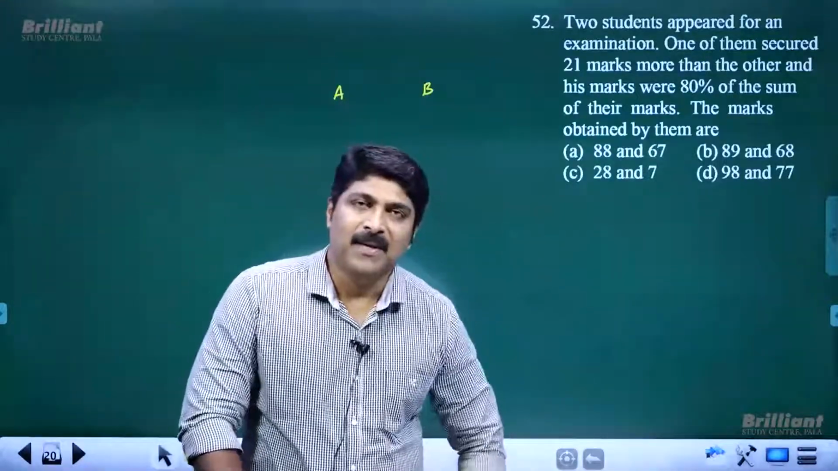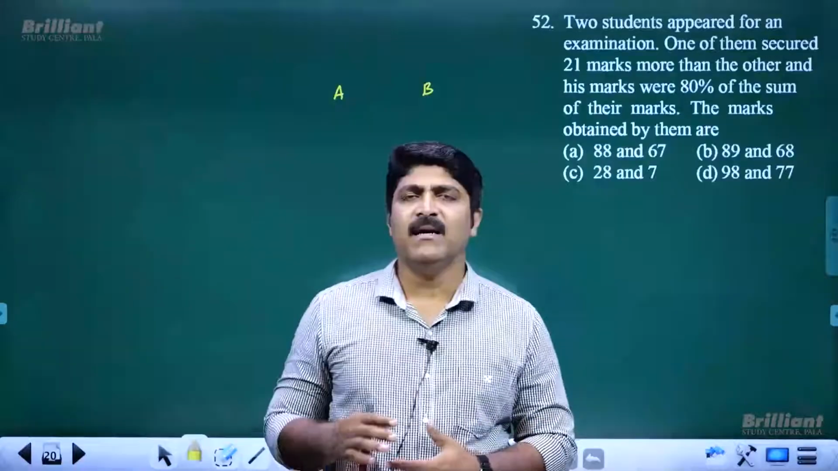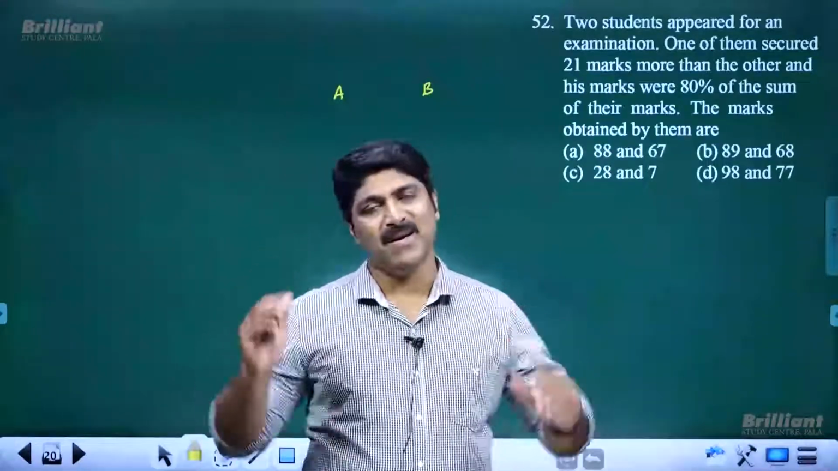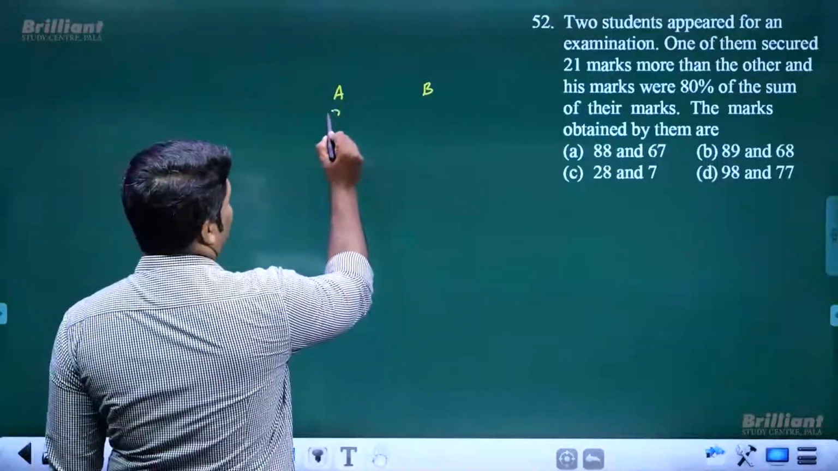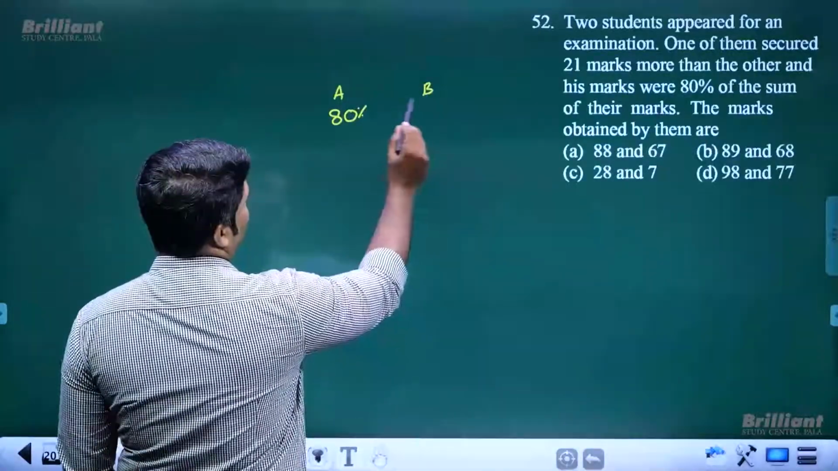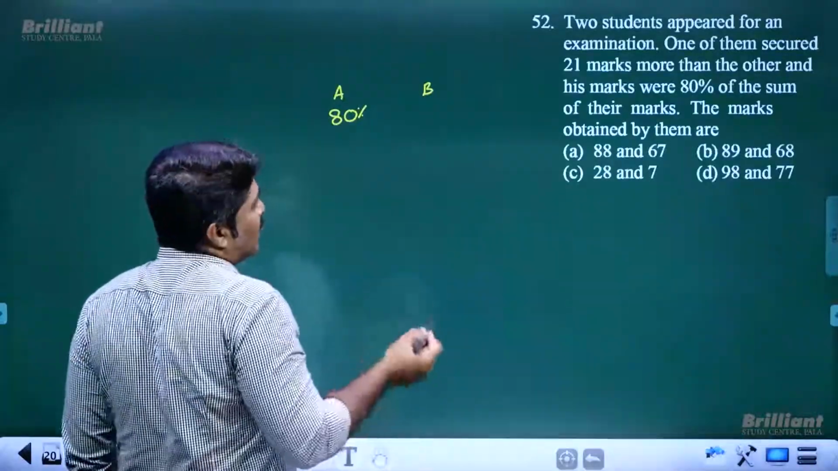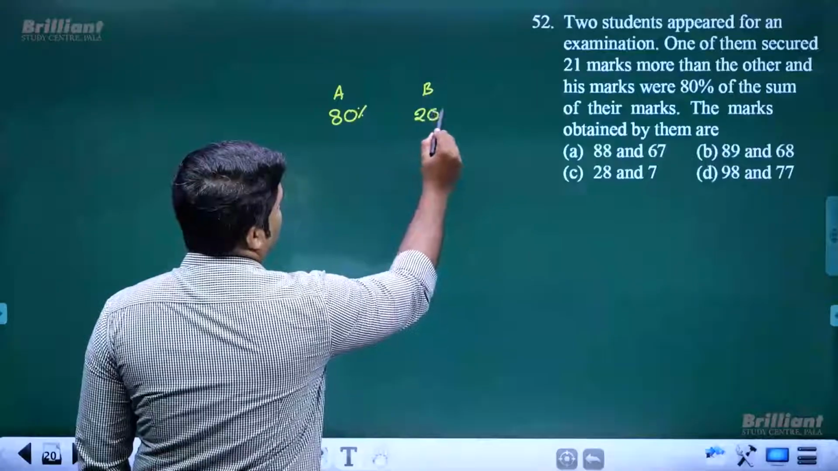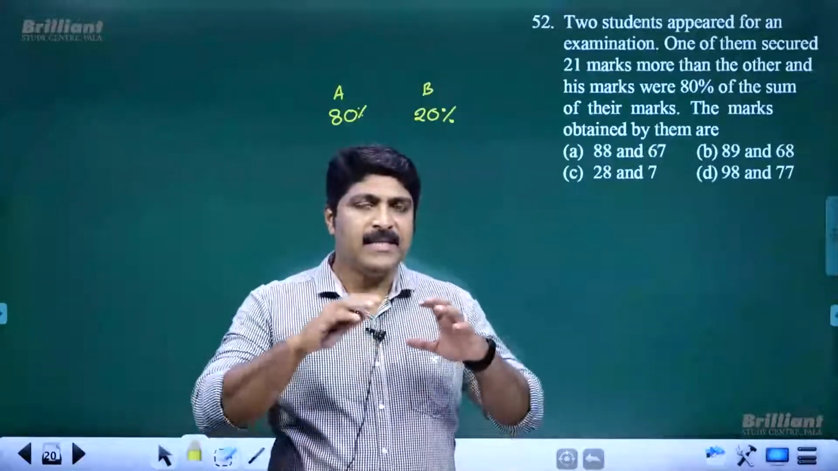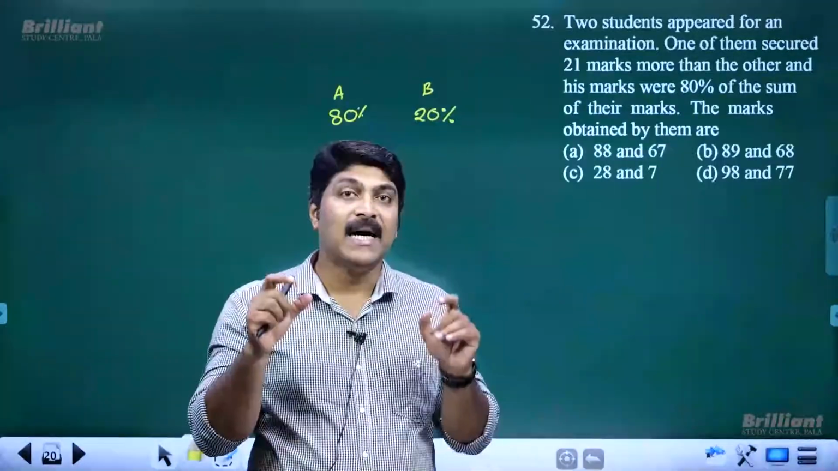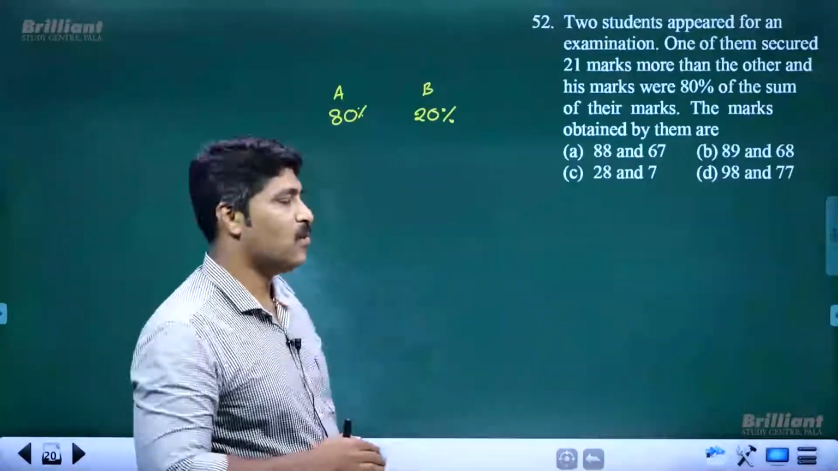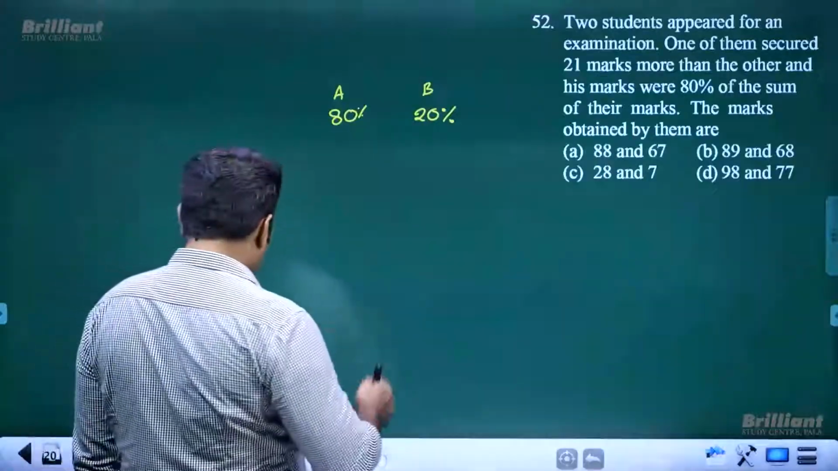There the trick lies. If it is given that one student's marks is 80% of the sum of their marks, how can we assume that? Suppose A secured 80% of the sum of their marks. Then what percentage can we consider as the score of B? That's the remaining percentage, that is 20%. Because when we consider 80%, we basically assume that the sum of their scores is 100. So A's score is 80, that is 80% of that total 100. Like this way we can consider this one.